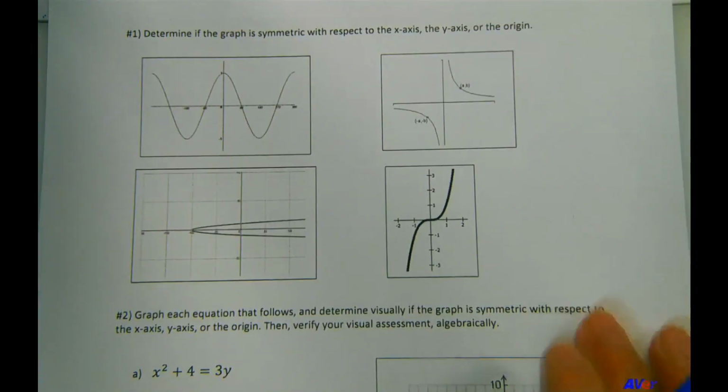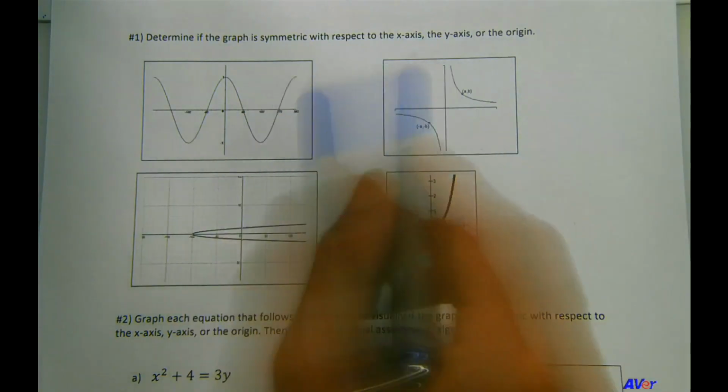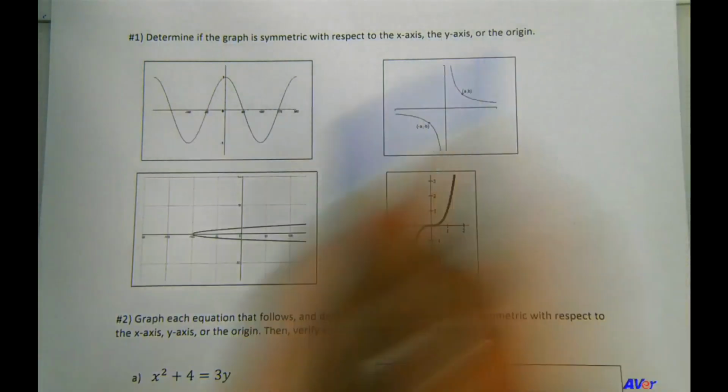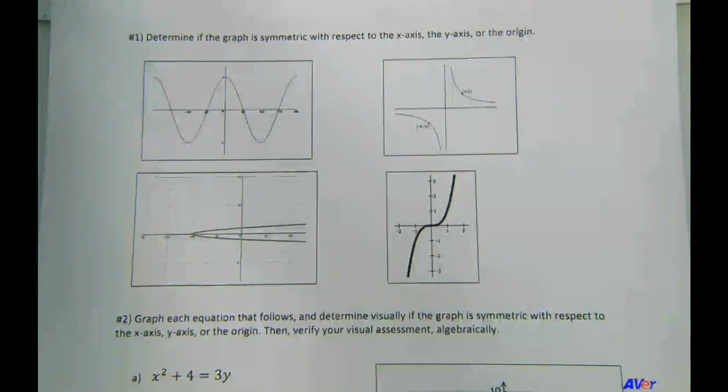Okay, so here it says determine if the graph is symmetric with respect to the x-axis, the y-axis, or the origin. So this should not take you even a minute. So please pause the video, take a minute, write down your own solution for each one. State which one of the x-axis, y-axis, or the origin any of these graphs is symmetric to. Okay? So I'm assuming you've done that.